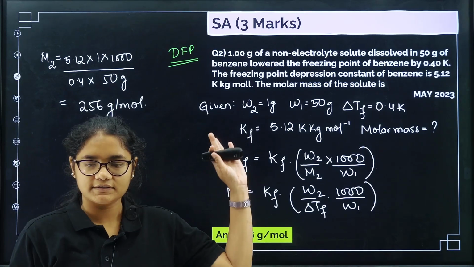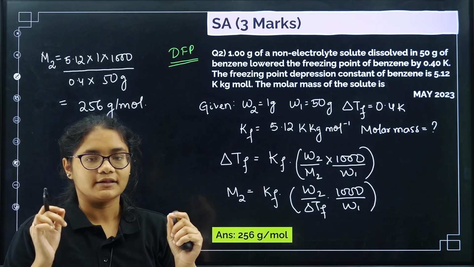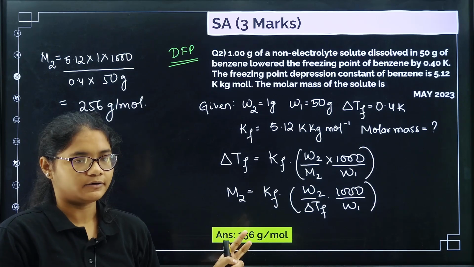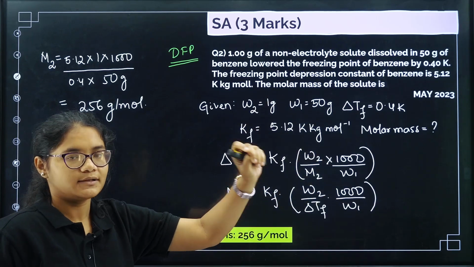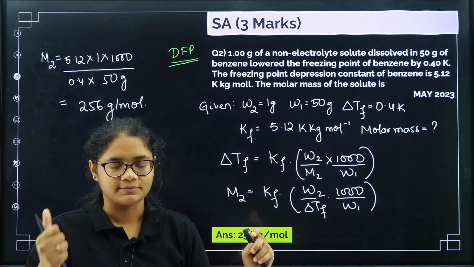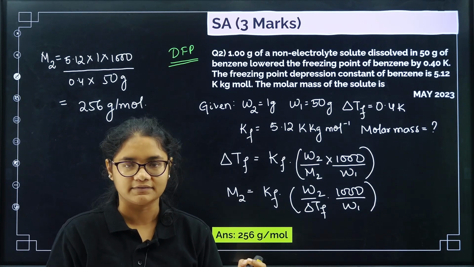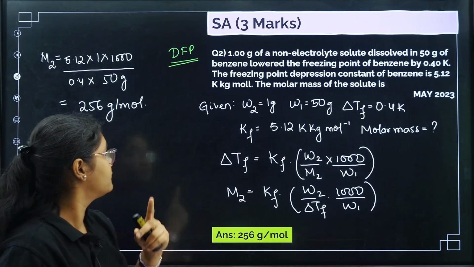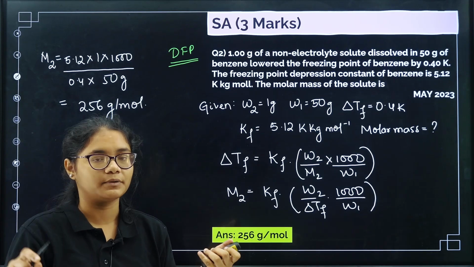So this way if you write the answer, there is no way that even a single mark can be reduced from the 3-marker question. So make sure that you have done correct substitution, unit conversion if it is required, and then you have to write the answer with proper units.